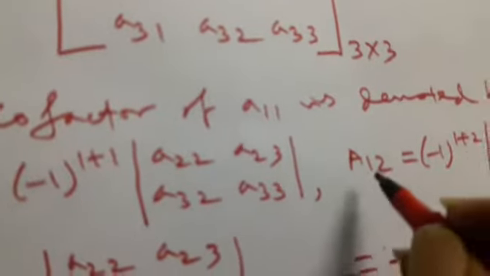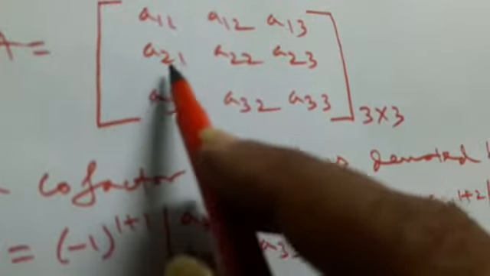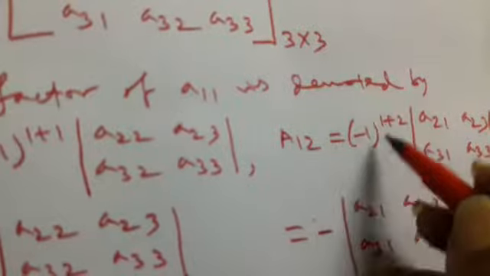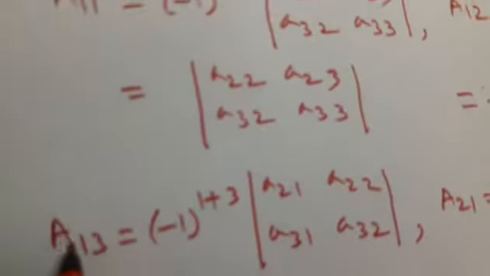Now we calculate the cofactor of A12, with (-1) to the power of the position of the element. Removing the row and column, the remaining elements will be A21, A23, A31 and A33. We put them in determinant form, and (-1) to the power 1 plus 2 will be negative.